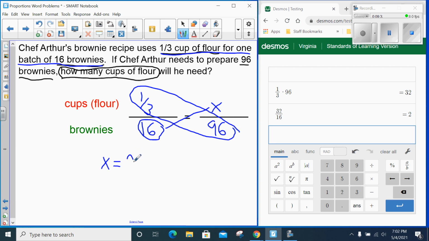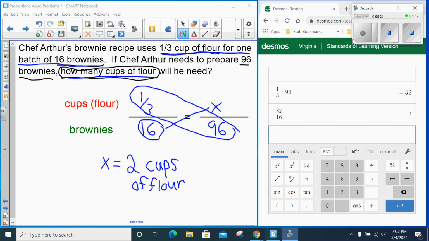And 2 represents what? If you forgot what your unit should be, go back to your setting up of your problem. We were missing this X. We were missing the cups of flour. So you could also look in the problem. The question was saying, how many cups of flour will he need? So our answer is X equals 2 cups or 2 cups of flour.